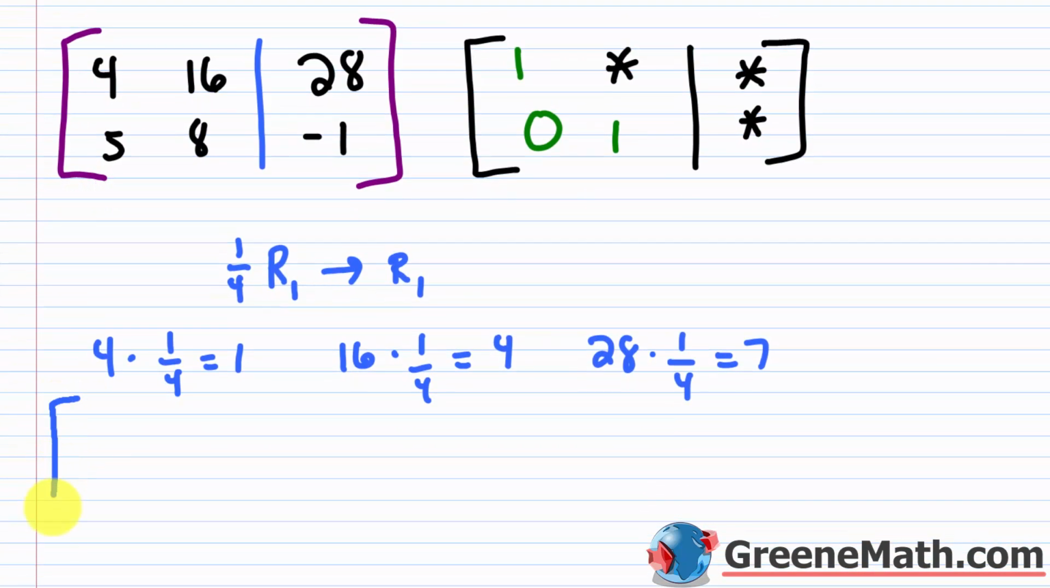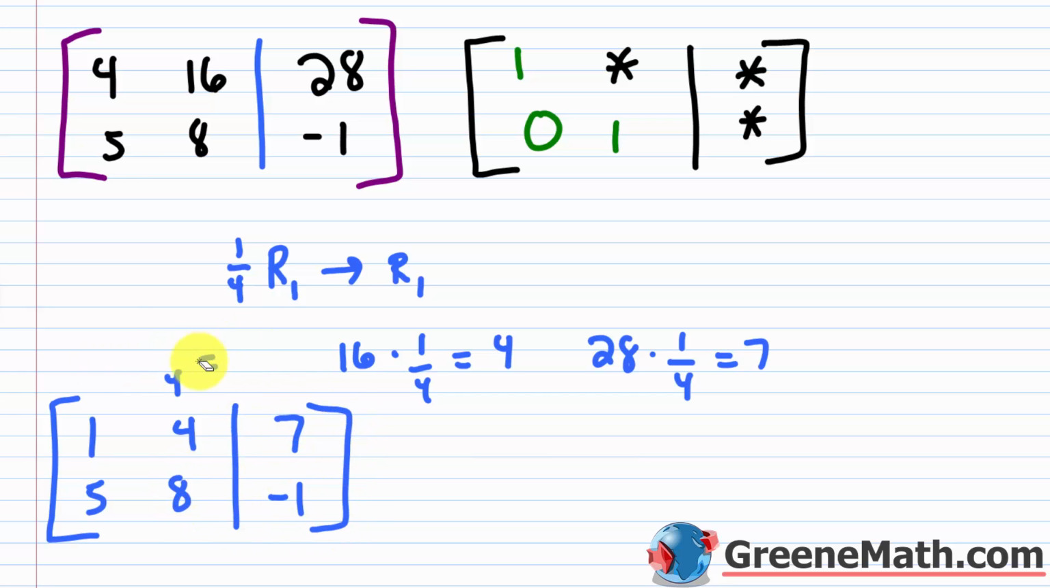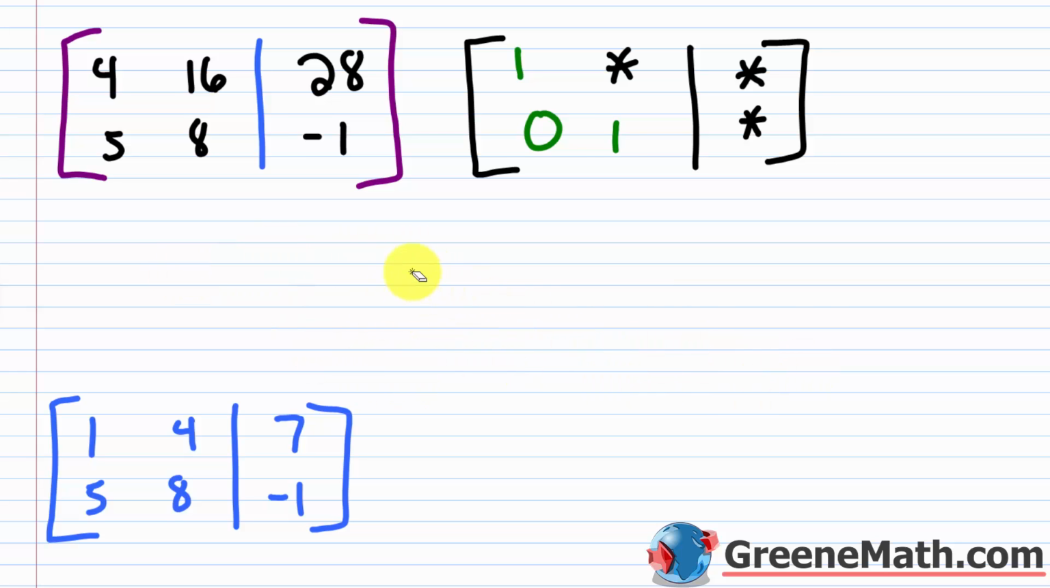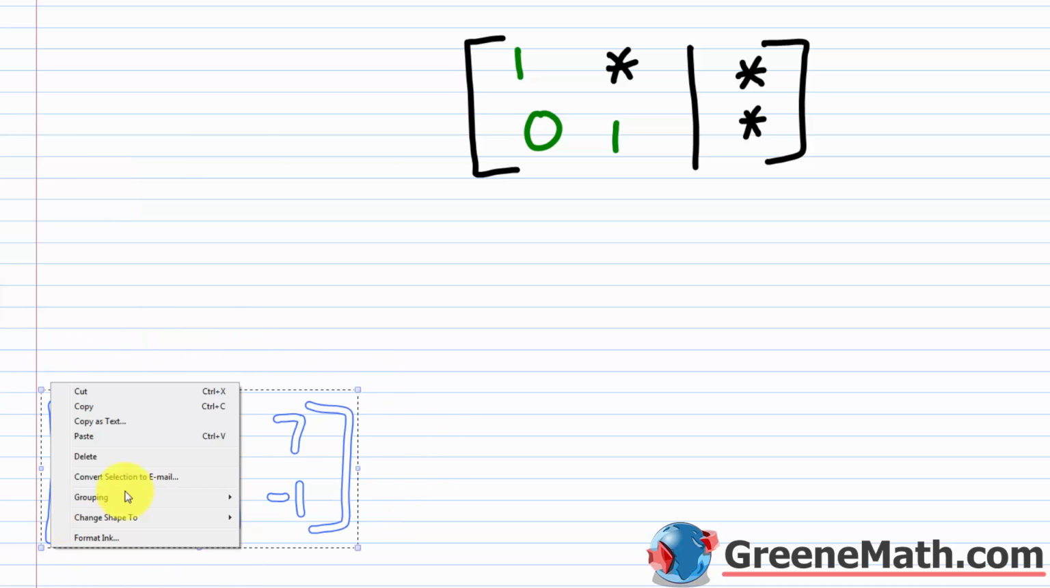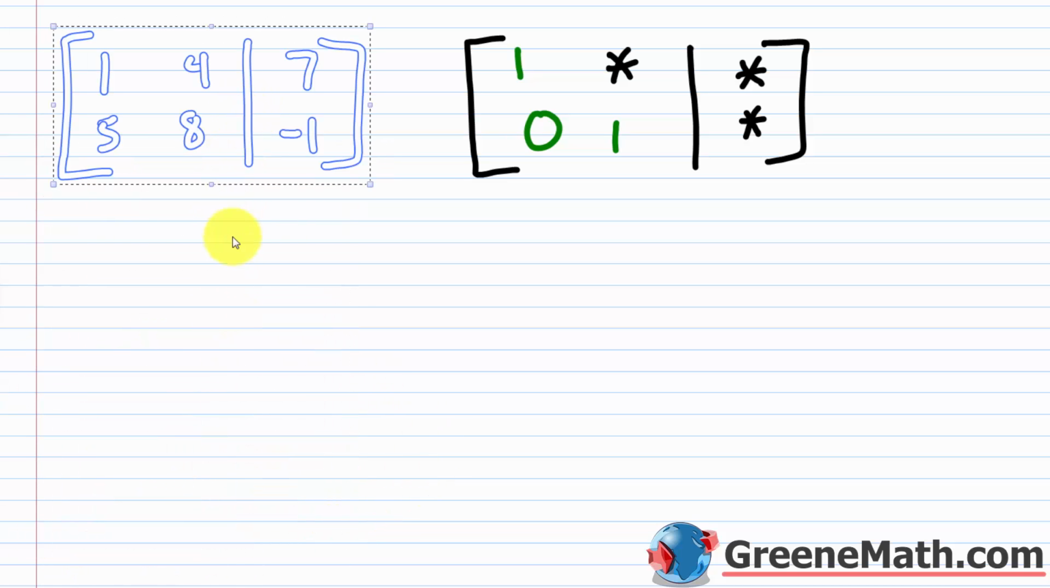So let me write that right here. I'm going to have a 1, a 4, and a 7. And then this bottom row stays the same. So 5, 8, -1. And let me close that off. And let's erase this. And we can even erase the original one. We don't need it anymore. Let's just move this up so that we have room to work.